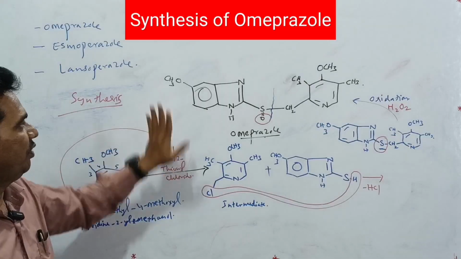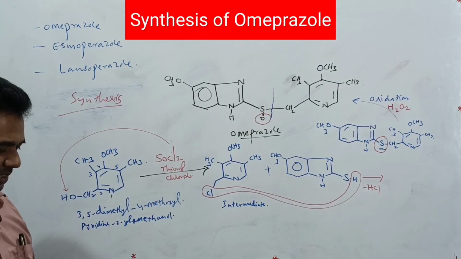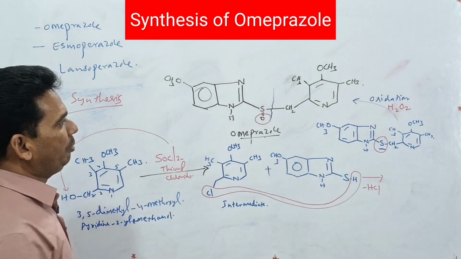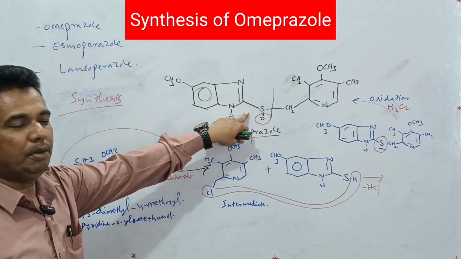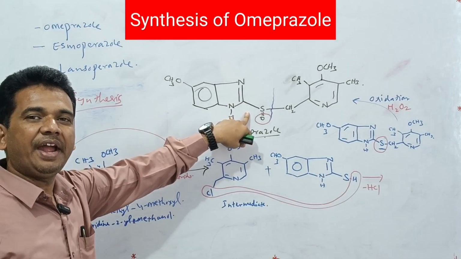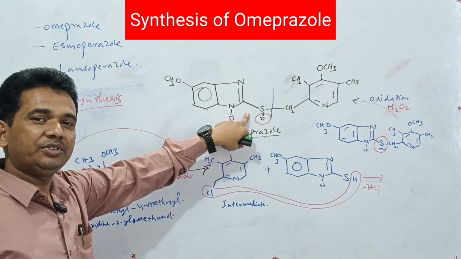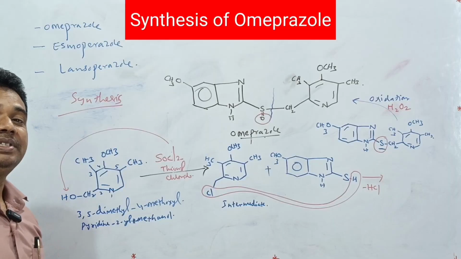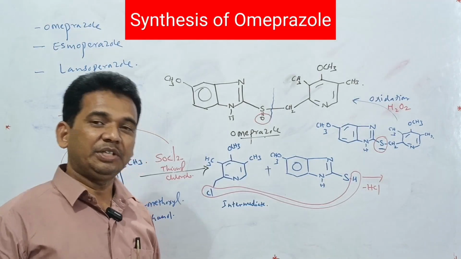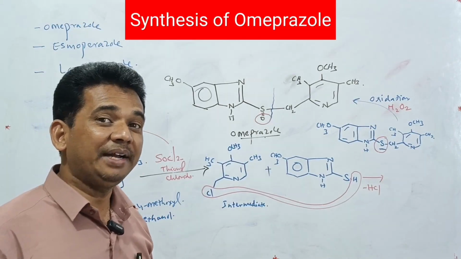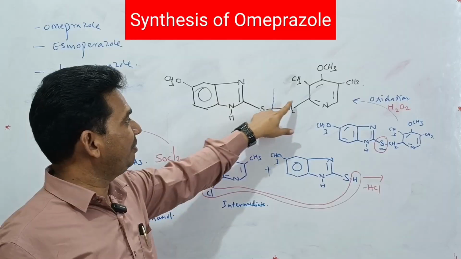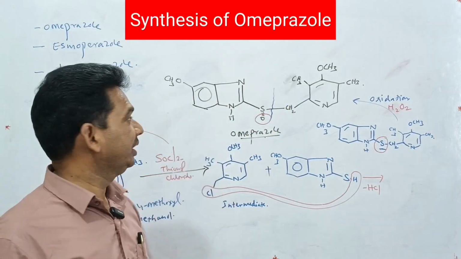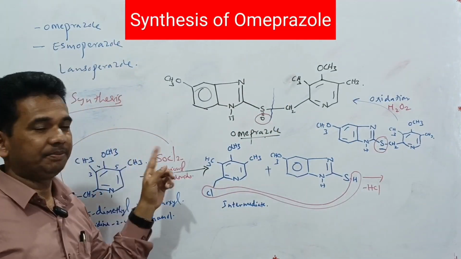This is the synthesis of omeprazole. Okay, the uses are very simple. The mechanism for the omeprazole I already showed. It is a prodrug, in an inactive form. It becomes active when it forms the sulfonamide group, which I showed in the mechanism.